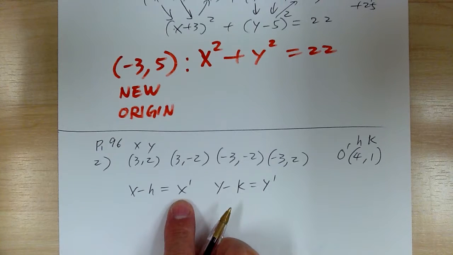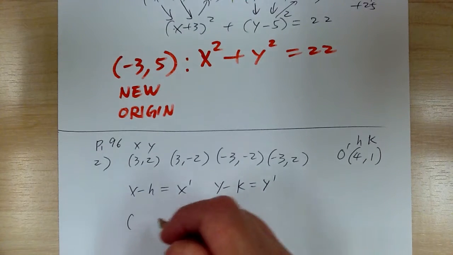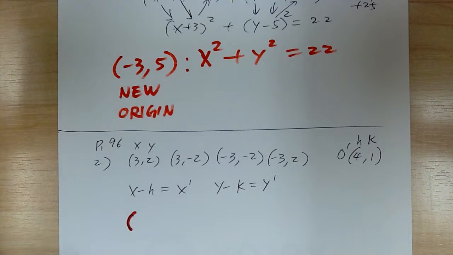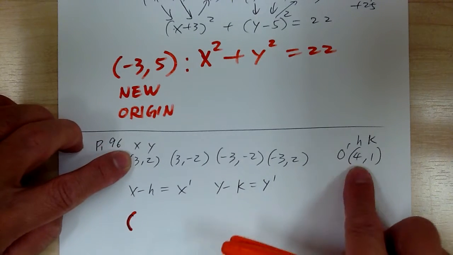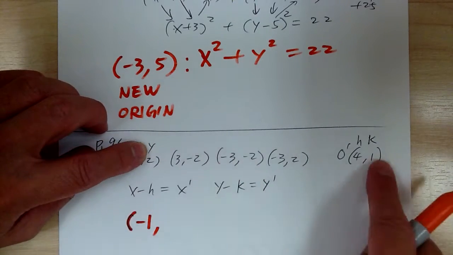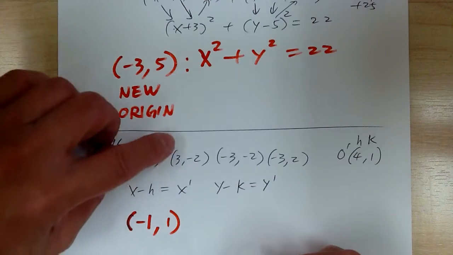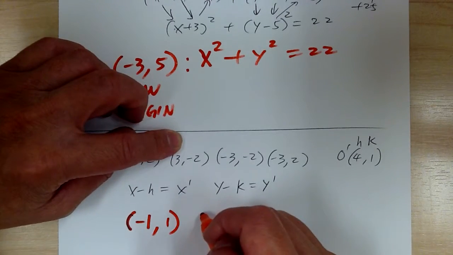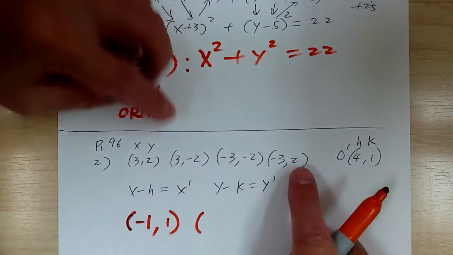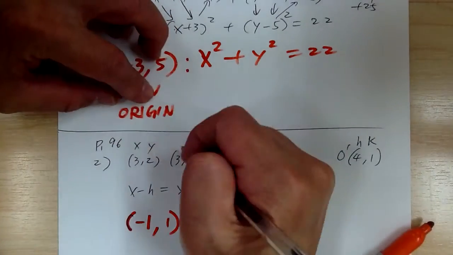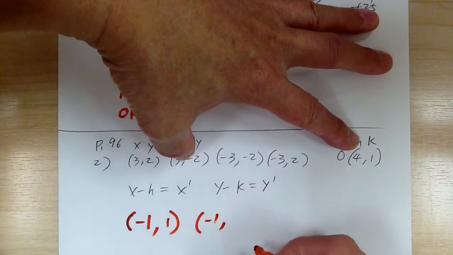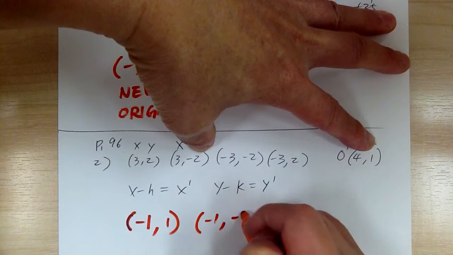So this is the new point now. The new point would be x minus that, so 3 minus 4 gives you -1, and 2 minus 1 gives you 1. That's the first one here. For this one, again I can use this formula, x minus h. This is your x and y. So 3 minus 4 gives you -1, and -2 minus 1 gives you -3.